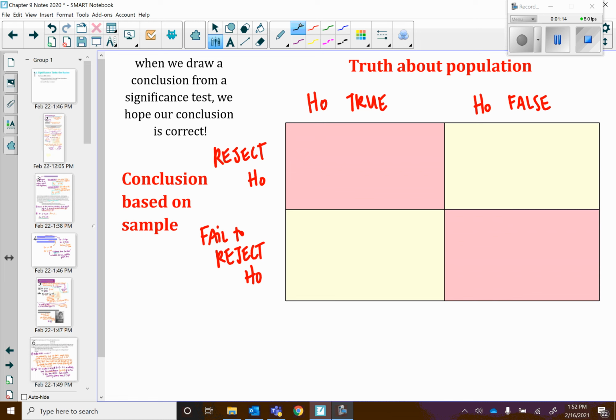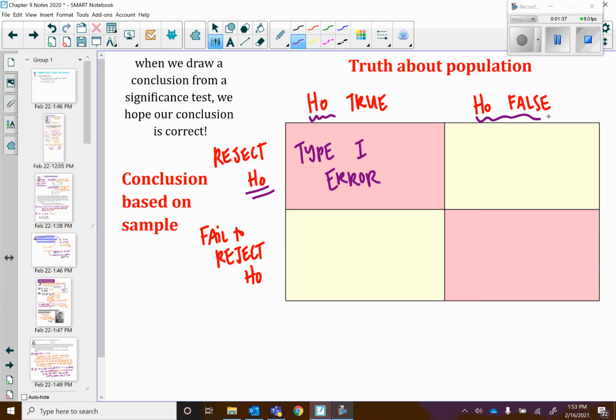Based on the colors I have, it might be clear that in the cases where we've got red, this is going to be a mistake. So if the null hypothesis is true and we reject the null, we say we don't think it's true, we have made a mistake. This is known as a type 1 error.